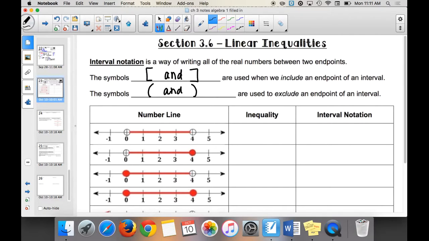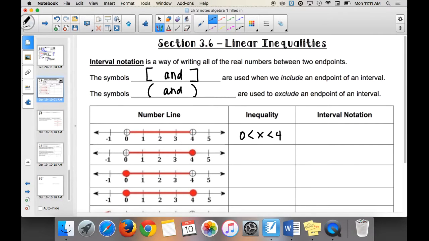For the first one, we have the number line, and we have 0 and 4, and notice how 0 and 4 are not filled in. That means they are not part of the answer, so we do not include them. So our inequality would look like 0 is less than x, which is less than 4. What that means is all numbers where the number is greater than 0, but also less than 4. That's how we write it. Have you seen that before? Okay, so that's the way you'd write it with inequalities.